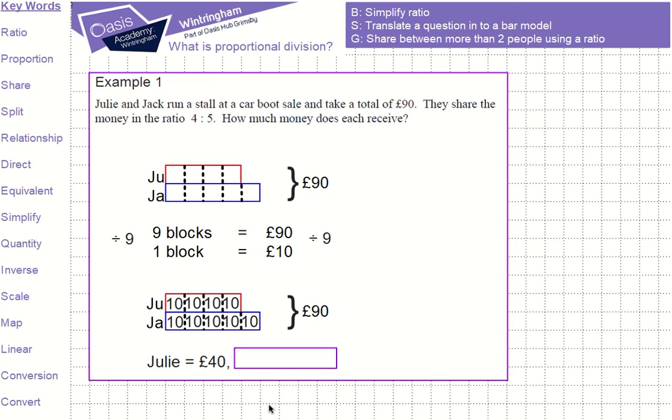There we go. And how much does Jack get? 10, 20, 30, 40, 50. Jack gets £50. And we've answered this question now. So we've taken our total 90 and we've split it up using the ratio 4 to 5, and we find out that Julie gets £40 and Jack gets £50. Pause the video while you finish copying that down. Press play when you're ready to move on.